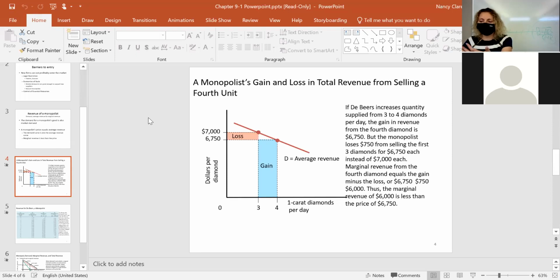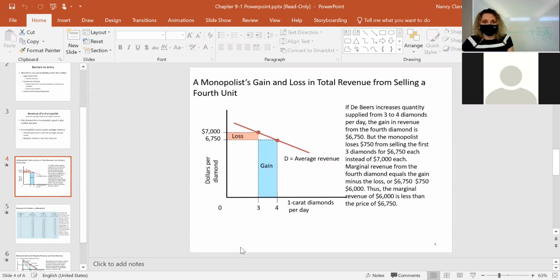So that information is basically given to the monopolist. It's like, here is all the demand information. Now you get to choose where you're going to sell along that demand curve, how you're going to meet demand. At $7,000 a piece, we would sell 3 diamonds per day. If we want to sell 4 diamonds per day, we have to mark down the price of the diamonds. Not just the 4th diamond, because we don't know who is going to buy the 4th diamond that's willing to pay the $67.50. We actually have to mark down the price of all 4 diamonds to $67.50.